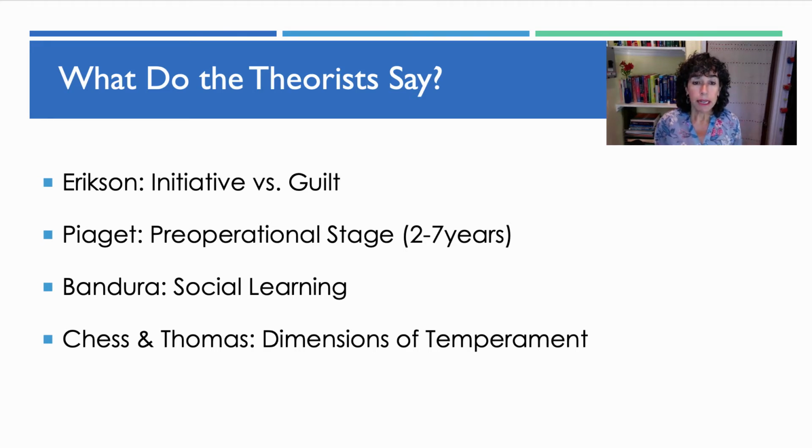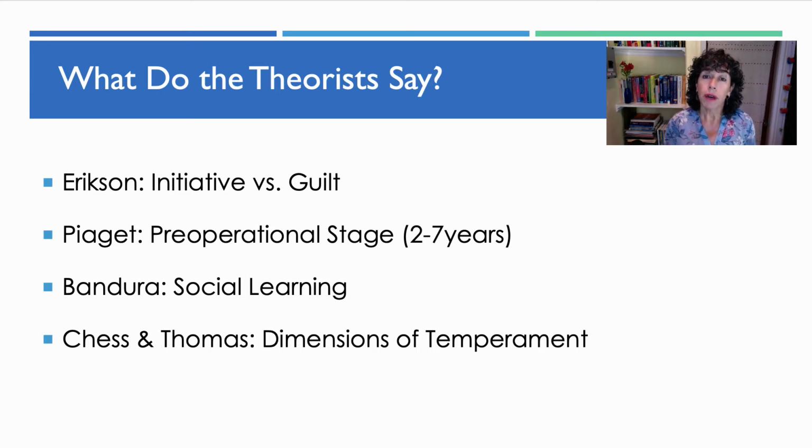Finally, Chess and Thomas talk about dimensions of temperament. And temperament is a construct or a concept that basically means how do you feel about the world, right? So we have personality and we have temperament. And temperament, to me anyway, is a more foundational kind of concept. That is, how do you interact with the world as a person?